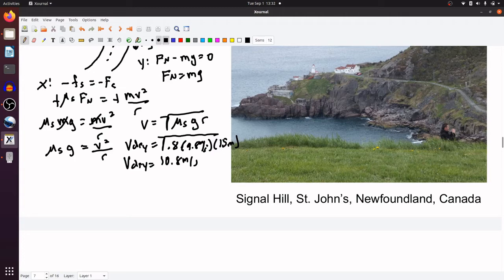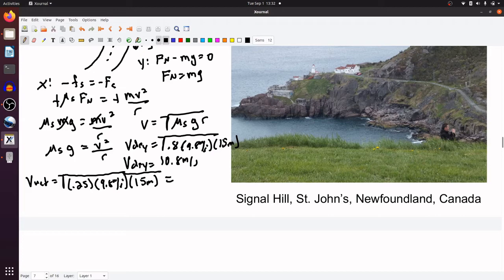What about v wet? Let's do that. So v wet is going to be the root of 0.25 times 9.8 times my radius of 15. I don't know why I forgot my radius. It was right there in front of me. All right, so 0.25 times 9.8 times 15. Square rooted gives me a much smaller 6.1 meters a second.